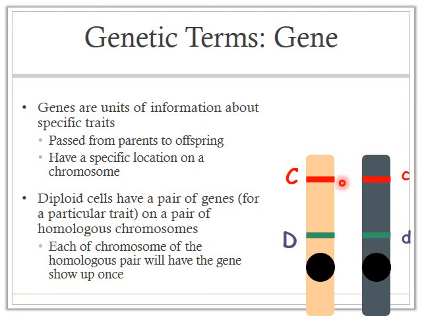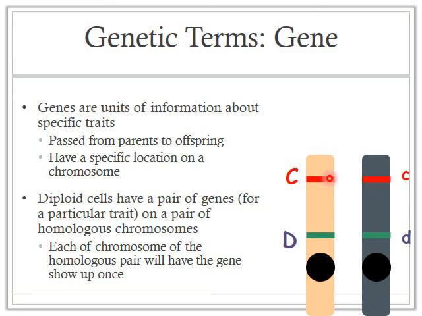Diploid cells have a pair of genes for a particular trait. So this is the pair. On one homologous chromosome, you've got the one gene. On the other homologous chromosome, you've got the other gene that corresponds with one another.